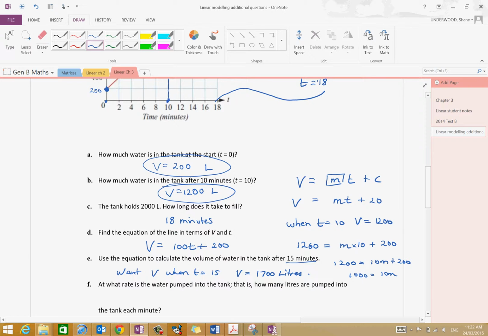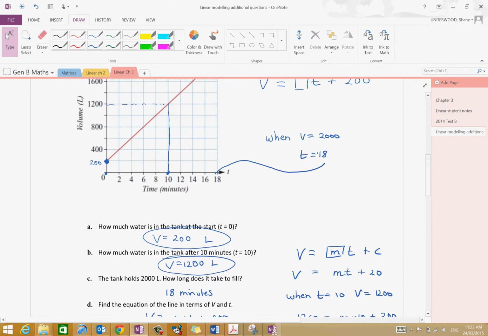All right, and at what rate is the water pumped into the tank? That is, how many litres are pumped into the tank each minute? Well, if you think about it, if we've got V equals 100T plus 200, for each minute that is increasing, how much is the volume increasing? 100 litres, isn't it? So therefore, the rate is 100 litres per minute. And that is actually the gradient, rise over run if you like.